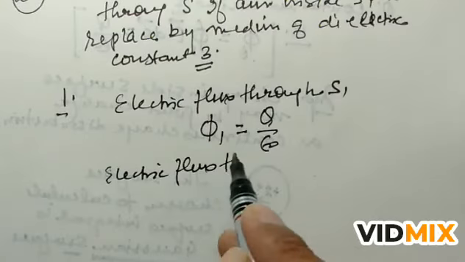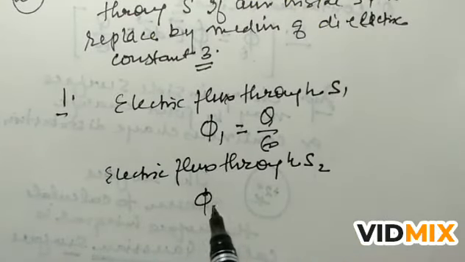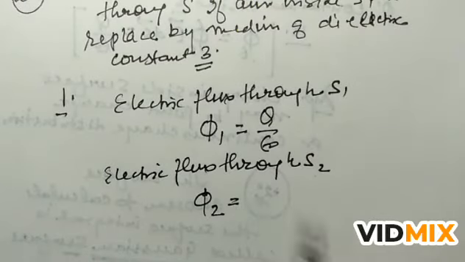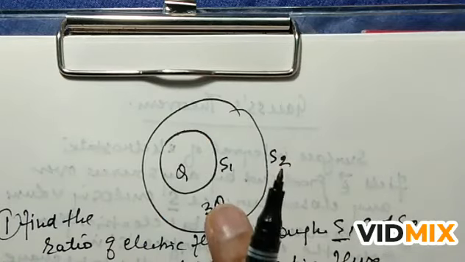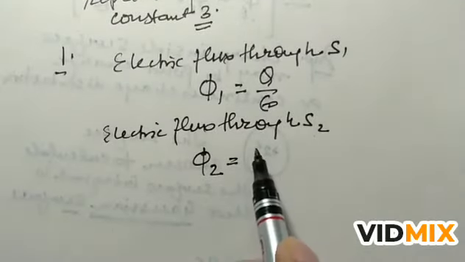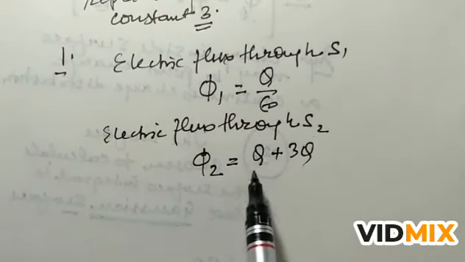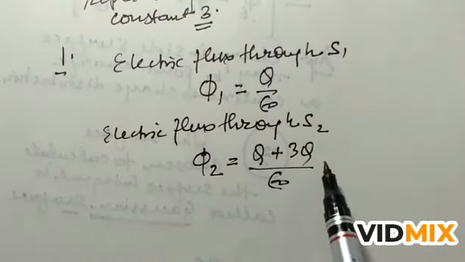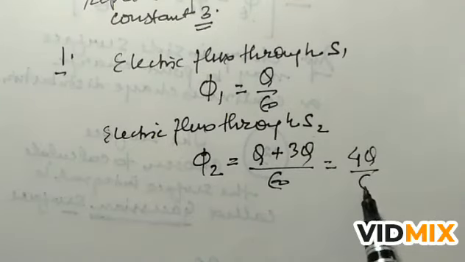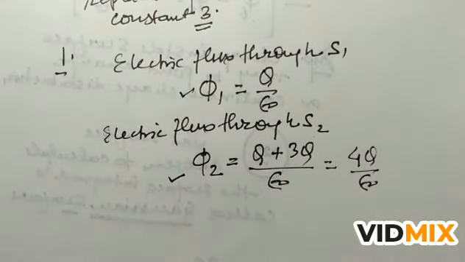Now the electric flux through S2. So again phi 2 is equal to, if I suppose that the charge inside S2 is 3Q as well as Q also, so the total charge inside the surface S2 is Q plus 3Q. So what is the flux? Flux will be 1 by epsilon naught times the total charge, that is equal to 4Q by epsilon naught. So this is the flux through surface S2, and this is the flux through surface S1.